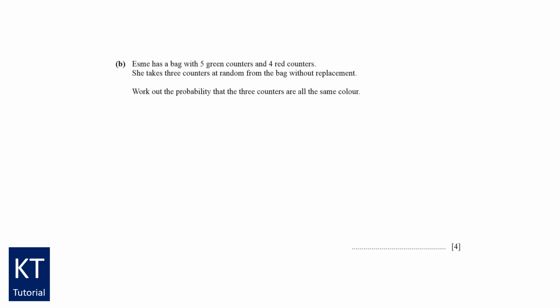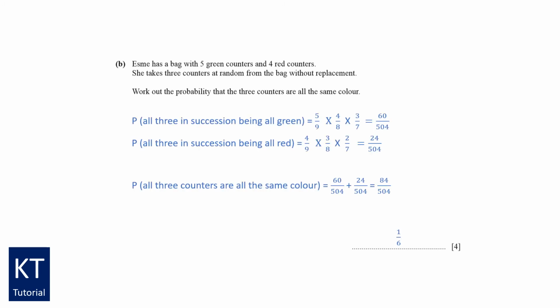Question 8b. Esme has a bag with 5 green counters and 4 red counters. She takes 3 counters at random from the bag without replacement. Work out the probability that the 3 counters are all the same color. Here, the required answer is the sum of the probability when all 3 in succession are green and when all 3 in succession are red. This comes to 1/6.